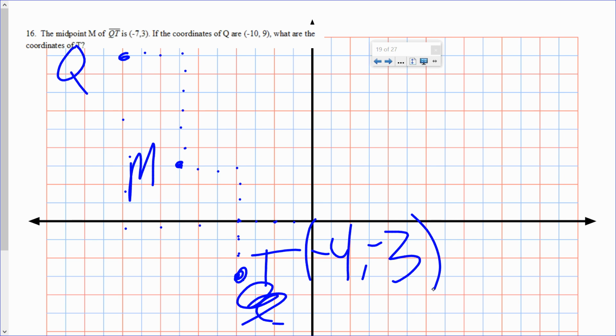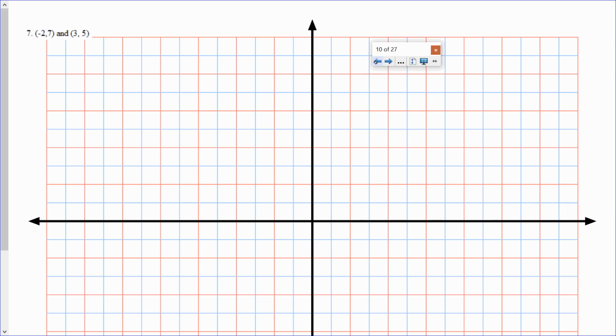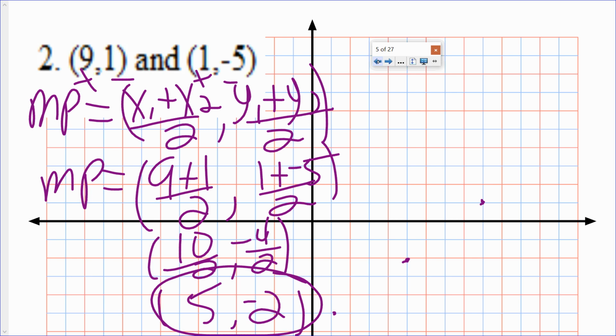So to find an endpoint, given the midpoint, we put them on the graph and we count. Whatever we do to get from one endpoint to the midpoint, I do the same thing to get from the midpoint to the other endpoint. And no matter which direction you're going, make sure that your M, your midpoint, is always in between the other two.